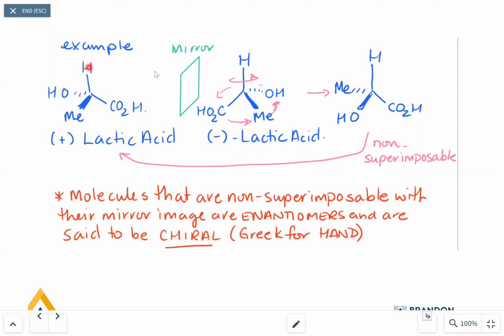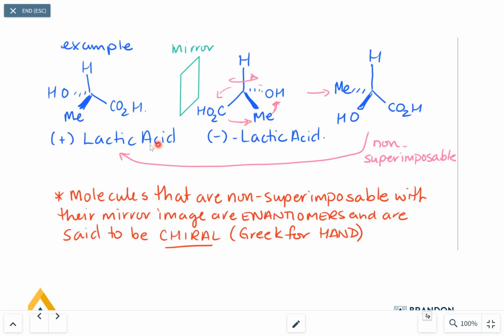But if we rotate this bond through this carbon and this hydrogen, we can move this carboxylic acid to the right-hand side, so it's going to be in the same position as this. The act of rotating this 180 degrees means that this methyl group, which is out front, is going to move all the way to the back. The hydroxyl group, which is at the back, is going to move all the way to the front.